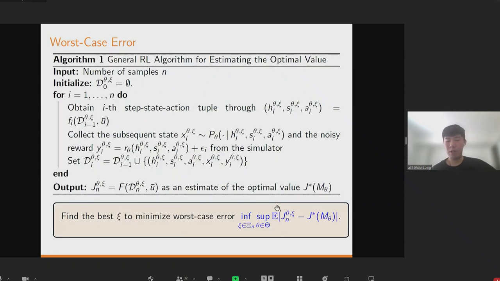So a general reinforcement learning algorithm can be viewed as a mapping from theta to a real number as an estimate of the optimal value of M sub theta. The following form ensures that this algorithm only depends on n accesses to the simulator. Each time, we choose a step-state-action tuple based on previous data, then access the simulator to get the next state and noisy reward corresponding to the tuple and put them into the data set. Finally, we compute an estimate of the total reward based on the whole data. Here, the variable U denotes the randomness of this RL algorithm. Our goal is to find the best RL algorithm, which minimizes the worst-case error with respect to theta.